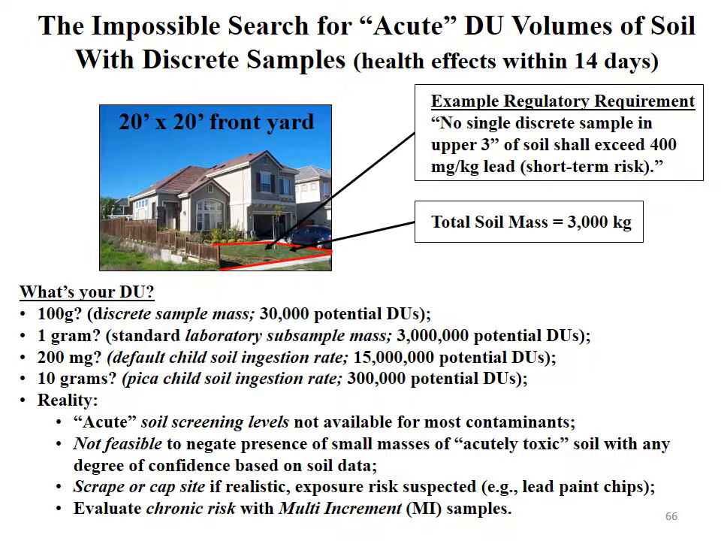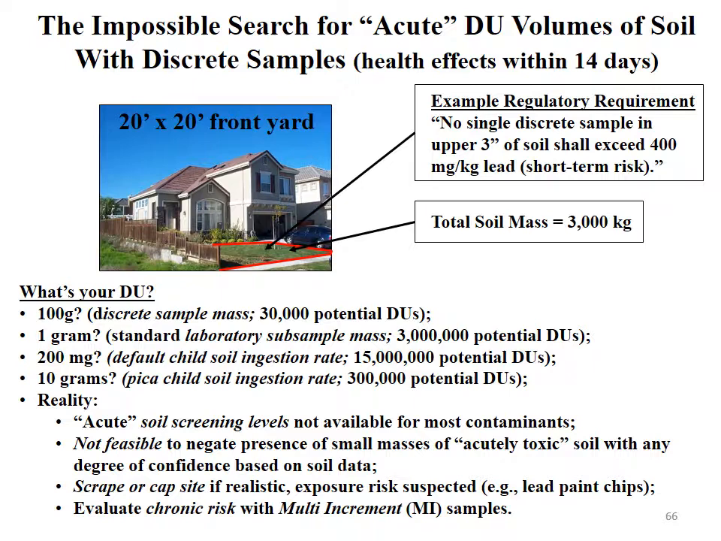Now you have 15 million potential decision units in your front yard. How many of those 15 million DUs do you need to test to prove that no 200-gram mass of soil that some kid's going to accidentally eat in the front yard exceeds 400 ppm lead? Good luck with that. So really, we're talking about chronic risk here.